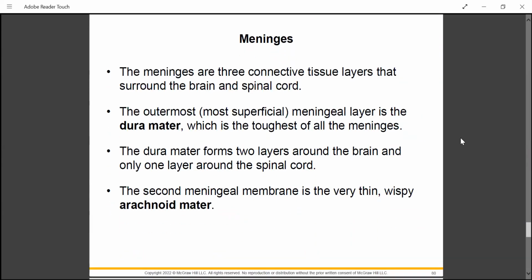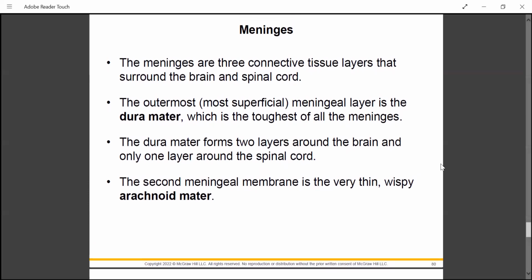All right, our meninges. These are another one that you definitely need to know. We have 3 different layers of tissue that surround both the brain and the spinal cord. Our most superficial, or outermost, layer is the dura mater. Think dura, durable. It's going to be the toughest of our 3 meninges.